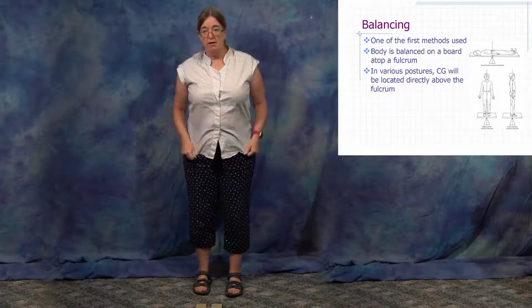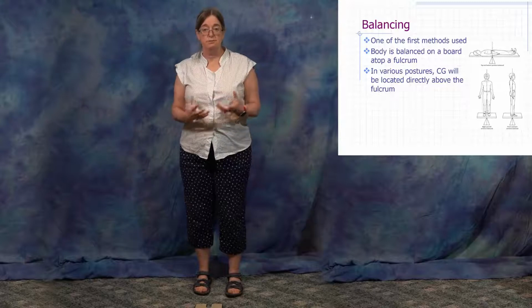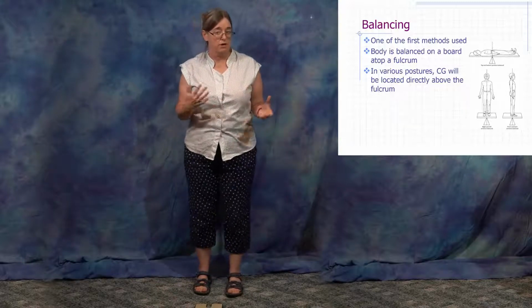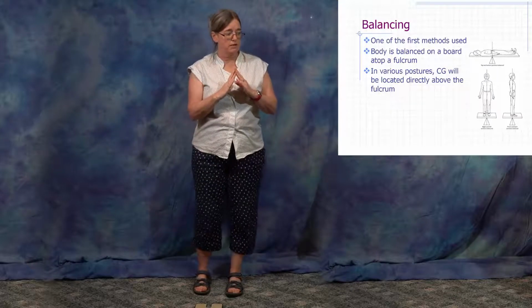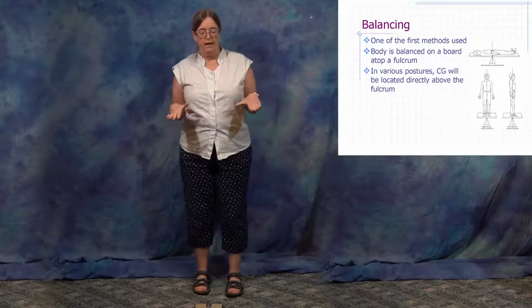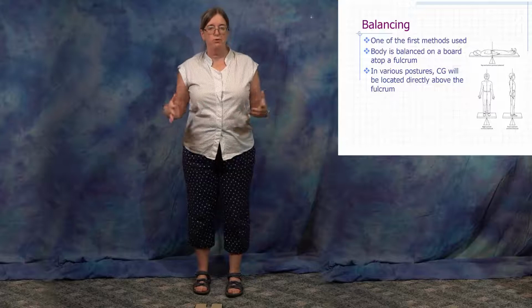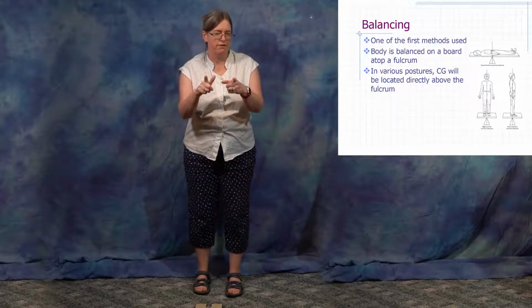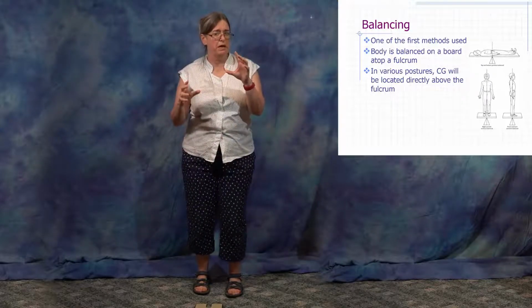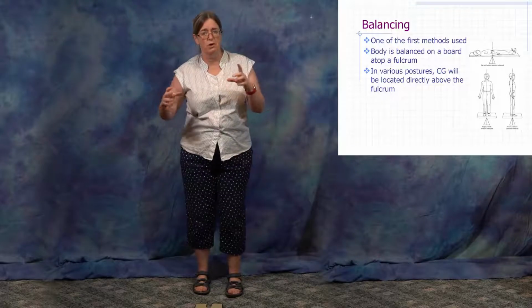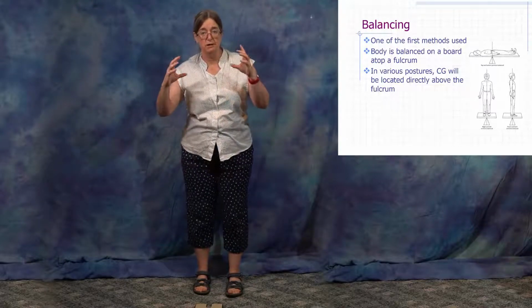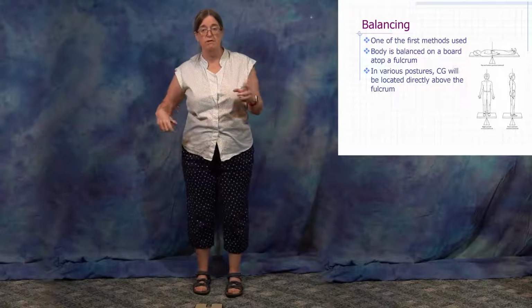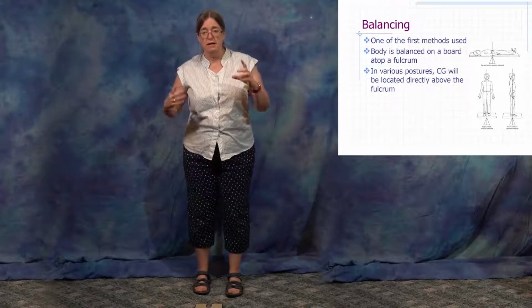The opposite of suspension is balancing, and this is what we talked about earlier, where you have a fulcrum, you have a balance point, you have a board, and you put the person in the posture of interest. You have to remember, you have to put it in the posture of interest. So if you want to know what the center of gravity is of a specific posture, you have to have them on that balance board in that posture.